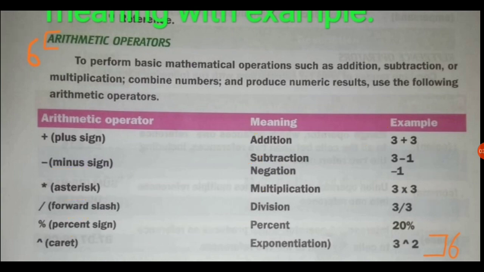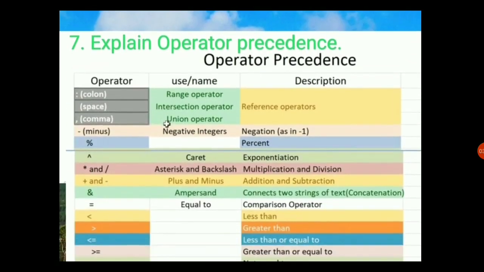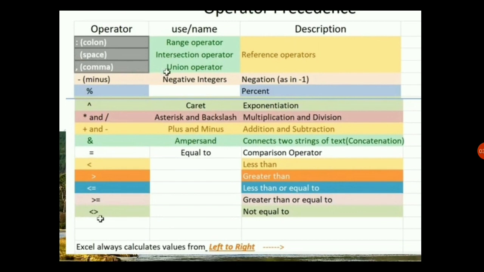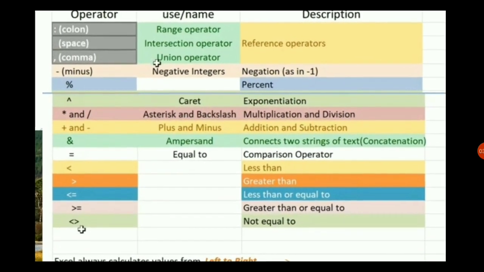Your next one, explain the operator precedence. So write the heading operator precedence, operator, use or name and the description. So first one is the colon, space, comma. First colon is the range operator, space is the intersection operator, comma is the union operator, and all these are called reference operators. Next one is the minus, negative integers or negation, percent is percent, caret exponentiation. Don't change the order, write in the same order.